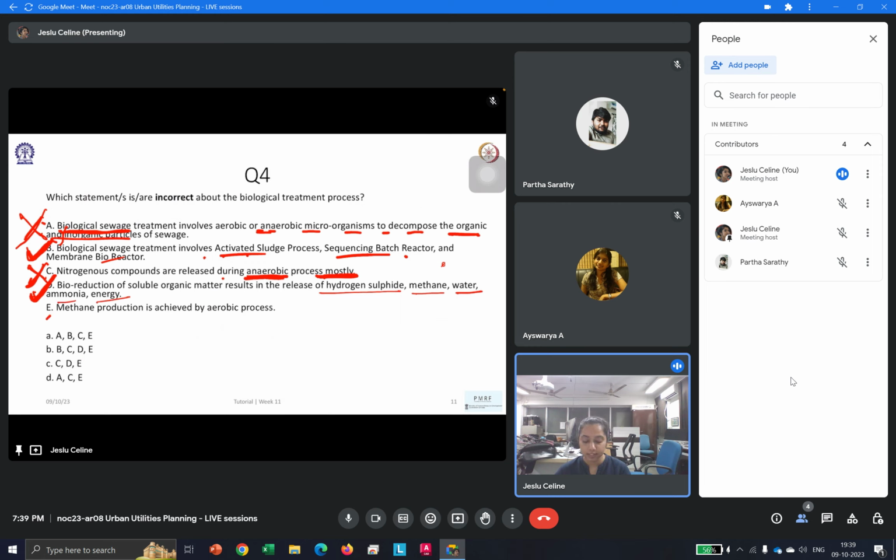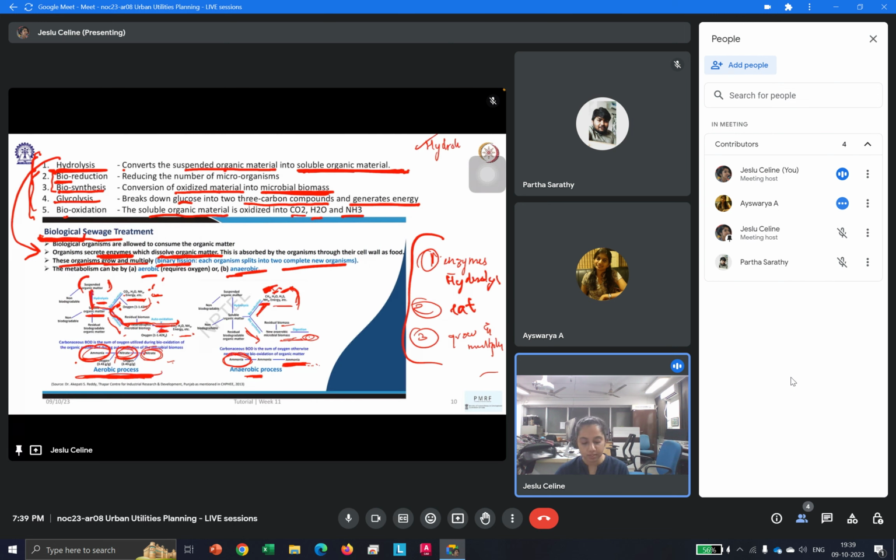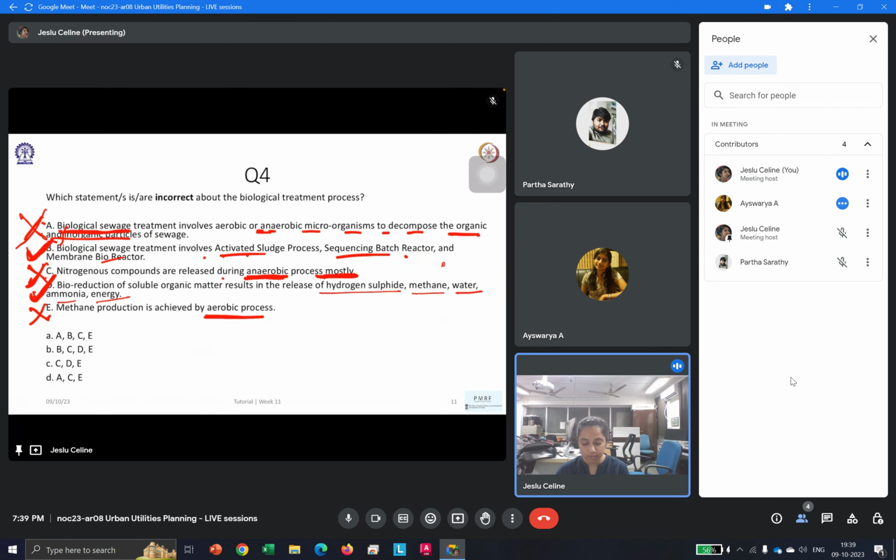Okay. Now, E, methane production is achieved by aerobic process. No. We just discussed, because methane can be produced by anaerobic process only. Just to remind you again, going back, this is the aerobic process. We don't have any methane formation over here. I think the slide size is a bit small. So this is carbon dioxide, water, and ammonia, which is generated over here. Here, CH4 is there, which is methane. So in the anaerobic process, methane is produced. Here, the question says that methane is produced in the aerobic process, which means it's a wrong statement.